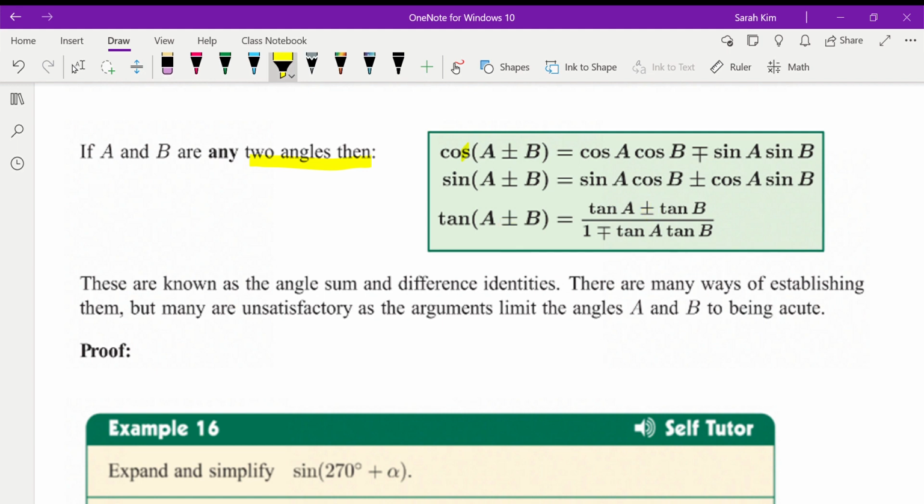So just have a look. The easiest way to remember this is that when you see cos, sine, it's going to be cos. When you see a mix of both, sine, cos, sine, it's going to be sine. And if you see a fraction, it's going to be tan. So I just try to remember it like that. So let's give it a go.